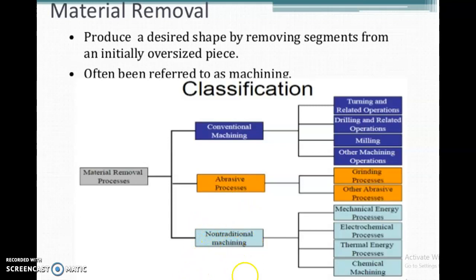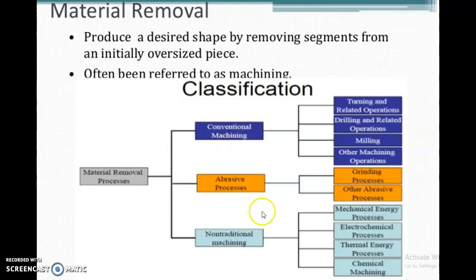Non-traditional machining. The third type of material removal process is non-traditional machining. In non-traditional machining, the tool won't be in contact with the workpiece. There won't be any direct contact between the tool and the workpiece. So how will the material be removed? Using mechanical energy, electrochemical process, thermal energy process, and chemical machining. Using these four processes, we can remove the material. These are called non-traditional machining.